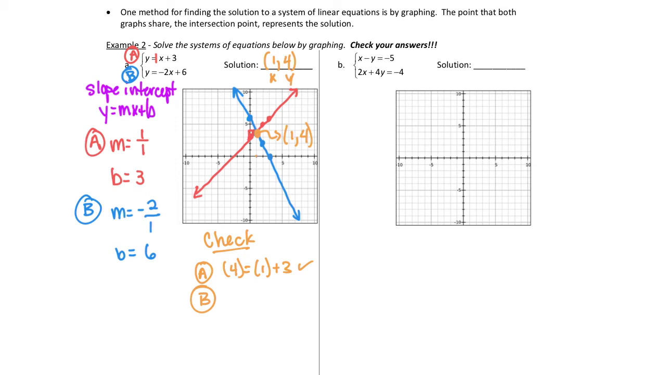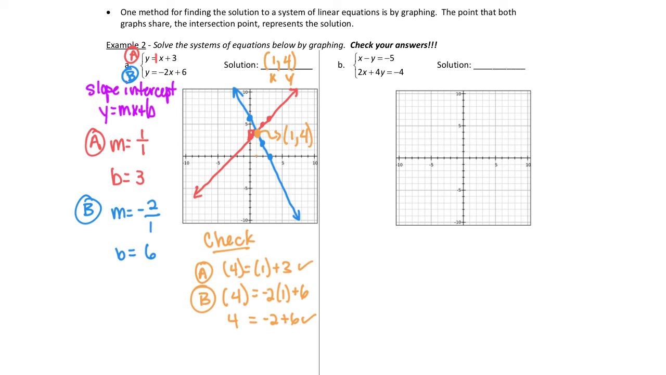So for equation B, it looks like my y value is 4. I've got -2 times 1 plus 6. Is that, let's see, -2 plus 6, does that equal 4? Yes, it does. So it does check out. Very easy to check your solution to make sure you do have the right solution point.